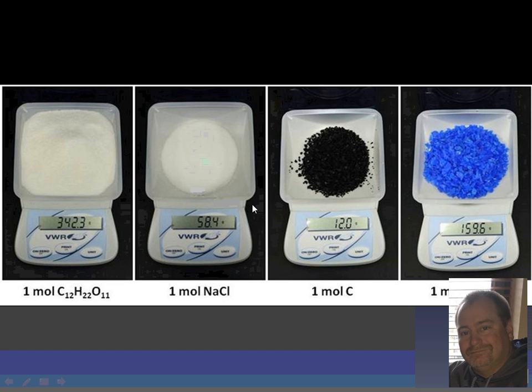Here's carbon. We've already dealt with carbon. 12 grams. So that is 1 mole of carbon. How many atoms of carbon are there? Avogadro's number, 6.022 times 10 to the 23rd atoms. Here's copper 2 sulfate. 159.6 grams make up 1 mole of copper 2 sulfate. How many formula units of copper 2 sulfate are right there? Avogadro's number. So each one of these is Avogadro's number because they are 1 mole.